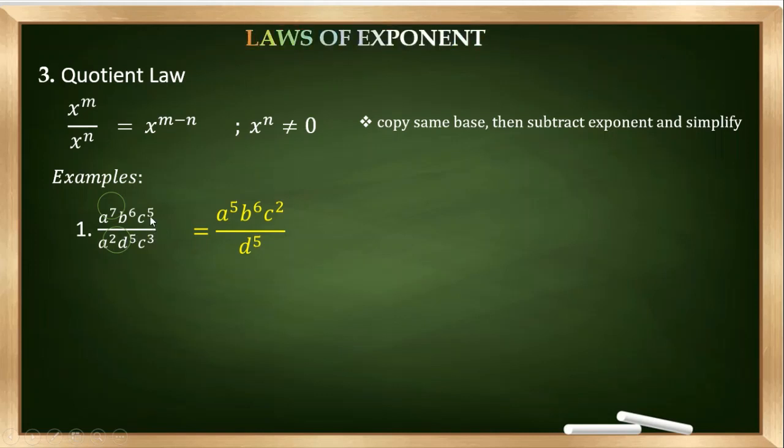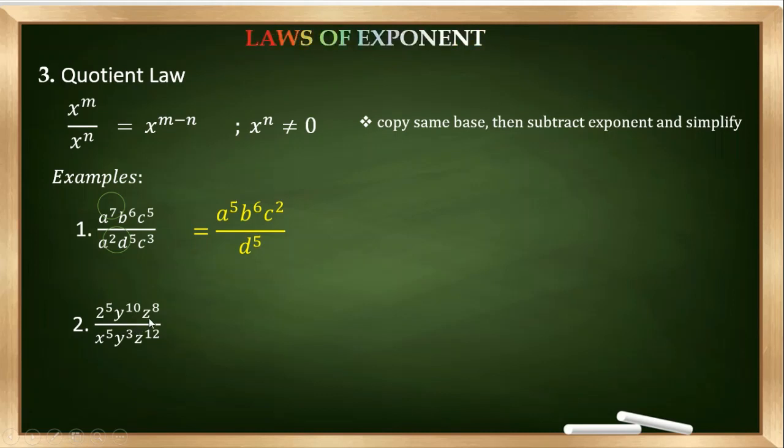Another one is c. So we have here c sa numerator and sa baba. So simply subtract natin yung 5 minus 3. So we have c squared. And since yung denominator natin na d is walang denominator sa taas, so just copy d raised to the 5th power. Ganun lang.